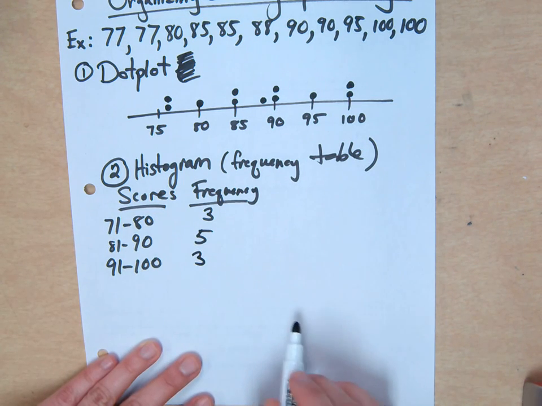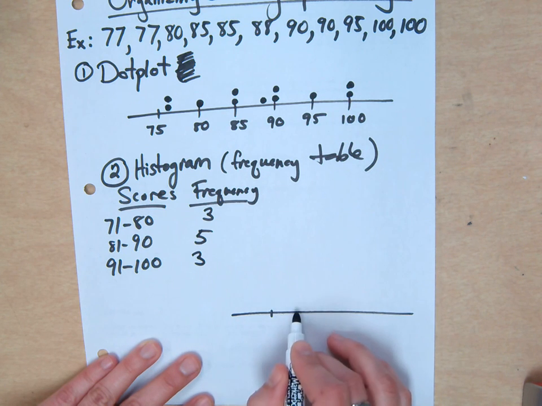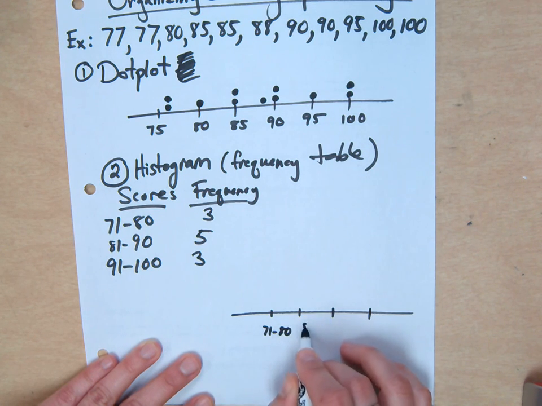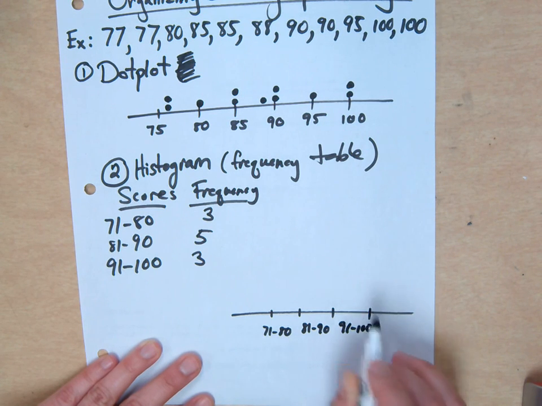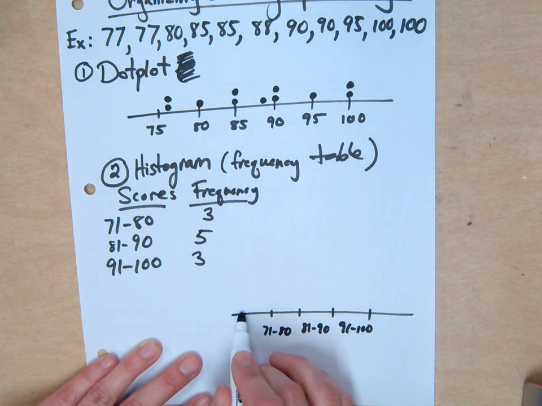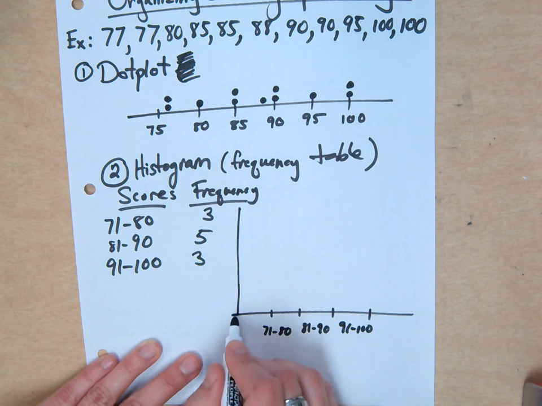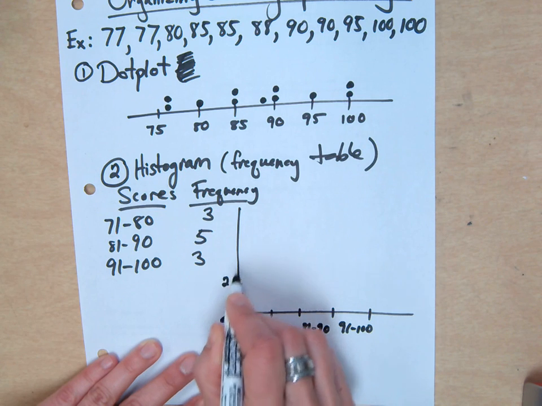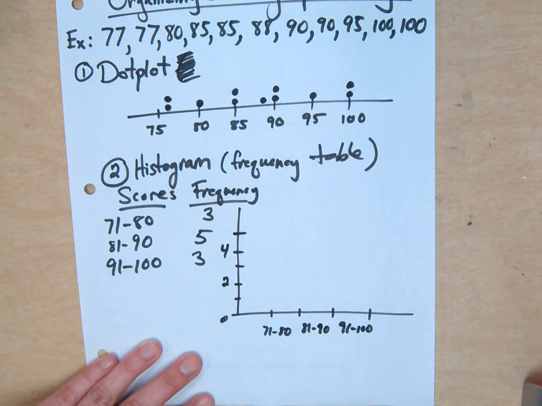Great. So we make these evenly spaced. There shouldn't be any space between them. So 71 to 80, 81 to 90, 91 to 100, and then our frequency goes this way. So 0, 1, 2, 3, 4, 5.